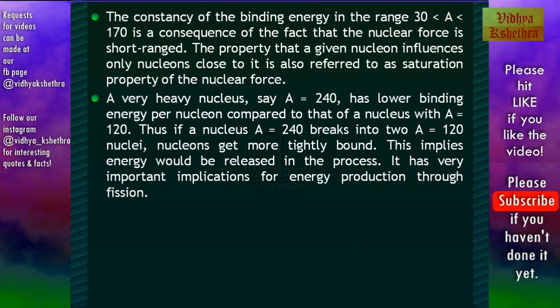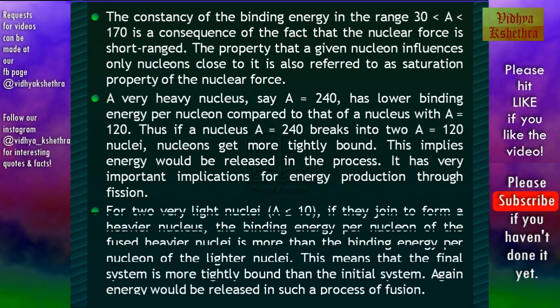Now, for a very heavy nucleus, say A is equal to 240, it has got lower binding energy per nucleon compared to that of a nucleus with A is equal to 120. Thus, if a nucleus of A equal to 240 breaks into two A equal to 120 nuclei, nucleons get more tightly bound. This implies energy would be released in the process. It has very important implications for energy production through fission.